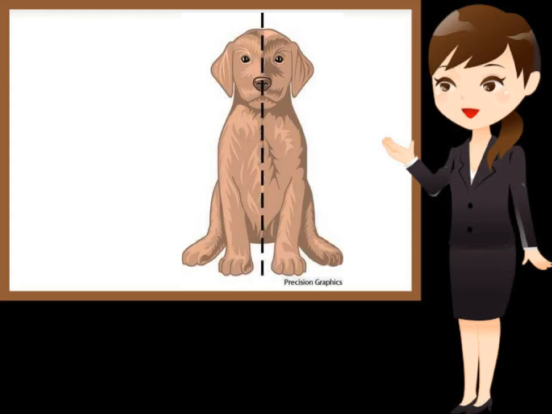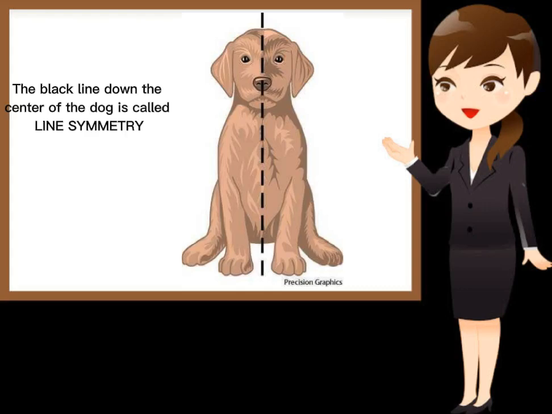As you can see, the dog has a line in the center, and it is called a line of symmetry, the black line down the center. The black line in the center divides the body of the dog in half, and both sides of the picture of the dog are exactly the same. So a line of symmetry is a line that cuts a shape exactly in half and has an identical image on both sides when it is divided by the line.